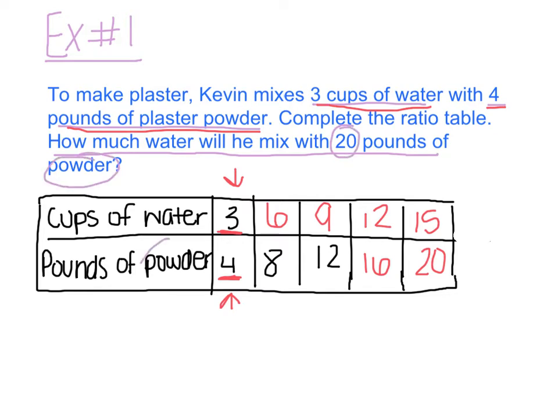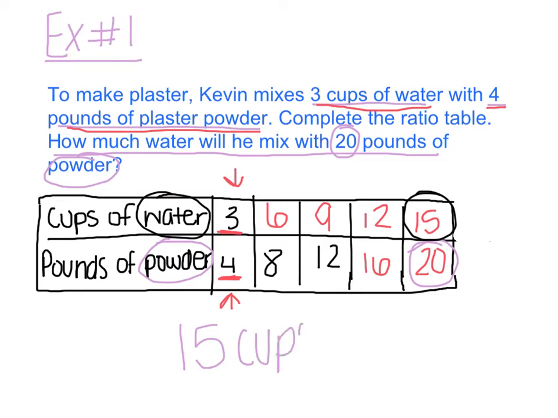So I'm looking at the powder and I'm looking at 20 pounds and I want to see how many cups of water he's going to mix with that. And the number that's right above the 20 pounds of powder is the 15. So the answer is 15 cups of water.